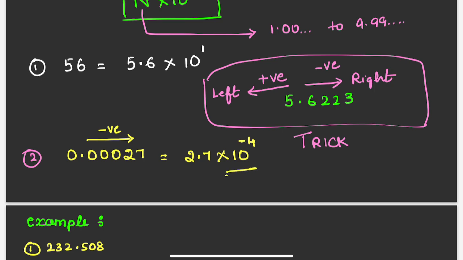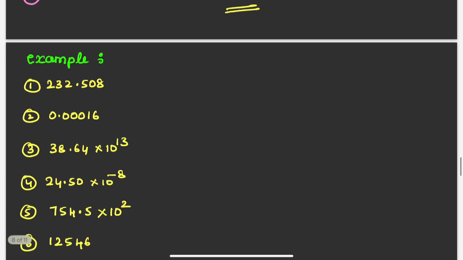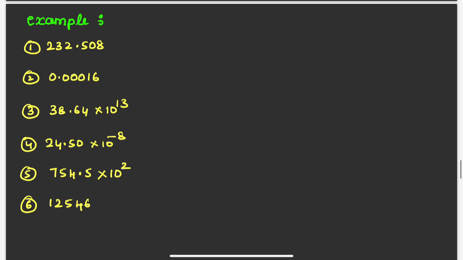So this is how you will write in the scientific notation. Is that clear? Let us take some more examples so that it will be clear for you. First example, write this in the scientific notation. Here I told you that after the first digit, you have to keep the decimal after the first digit.